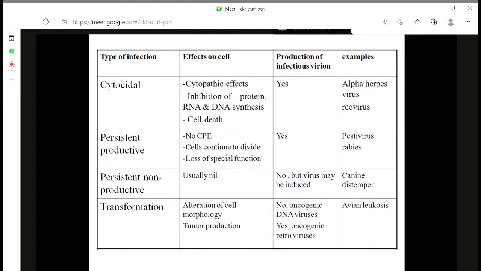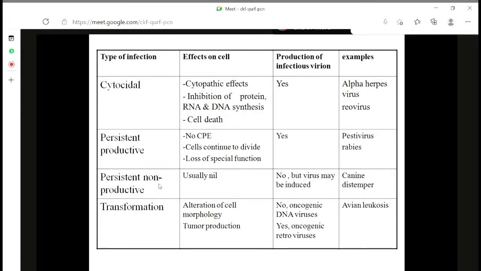And so there, in the persistent productive, some of the specialized functions are lost, particularly in a disease like rabies. The neuronal damage may occur because of the presence of the virus and the growth of the virus inside this host cell. So nerve impulse transmission will be affected, and the cells will no more be able to function as nerve cells. However, you cannot see any cellular architectural changes. So this is what we call the persistent productive type of infection.